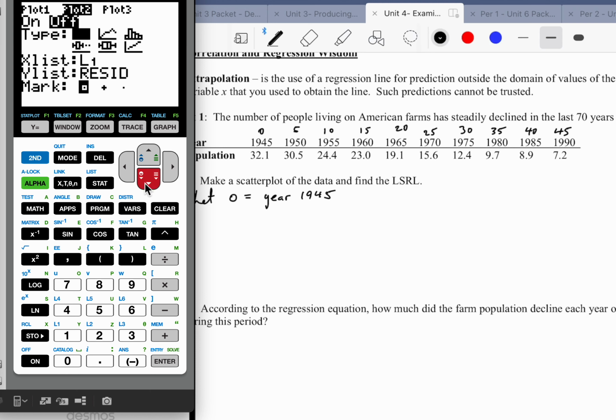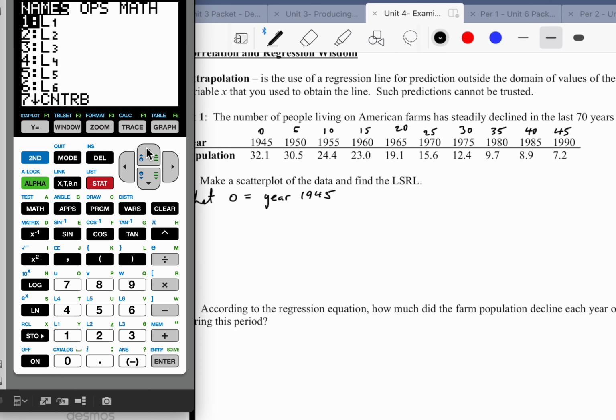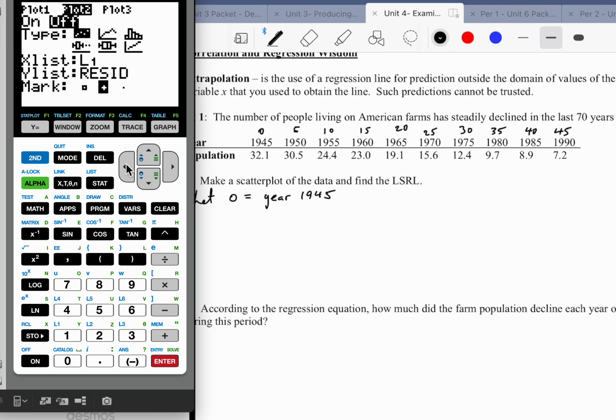I'll make that change right now. I'll go with a plus sign. But it's still a scatter plot, just comparing L1 and resid. To get resid, we go second stat, right on down the line till you find the one that says resid. That would be your residual plot. I don't want to look at that just yet, but I want to have it set up and ready to go in the event that I do need it.